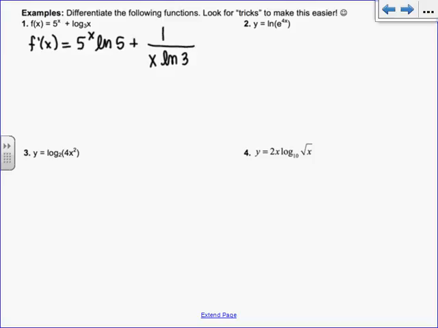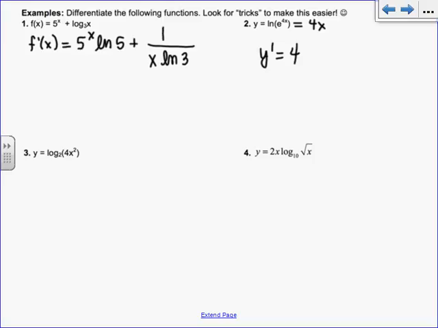Natural log of e to the 4x. Can I rewrite it? 4x. Oh, yeah. So what's its derivative? 4. Done. Took you all of 5 seconds. If you did it the long way, it takes you much, much longer. Don't do it that way.